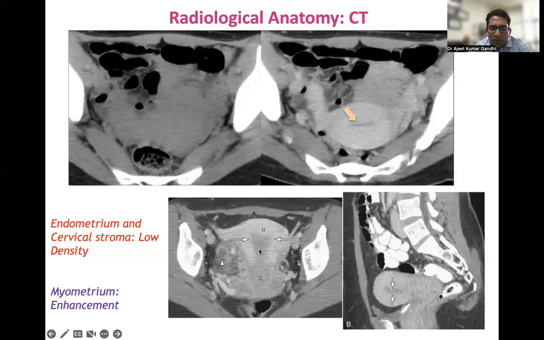Again, to emphasize, the endometrium and the cervical stroma will have a lower density as compared to the myometrium, which will show an enhancement. In the sagittal section, you can appreciate the myometrium showing an enhancement, the endometrium showing a low signal intensity, and the cervix part showing a lower signal intensity as compared to the myometrium. So this is very important to remember, and this will be helpful for us when we will be discussing later on CT planning on CT-based image-guided adaptive brachytherapy.